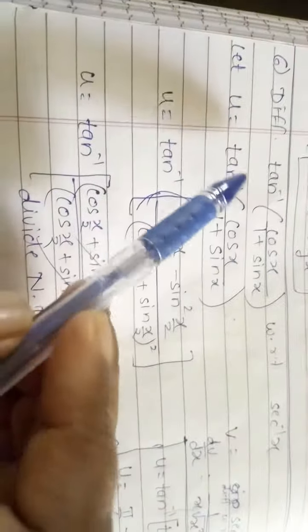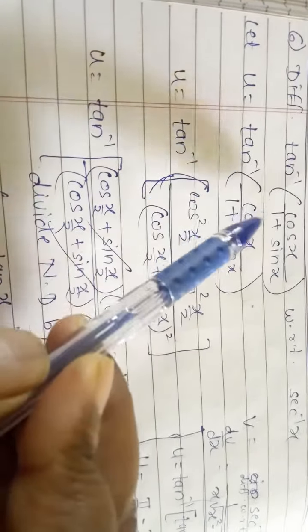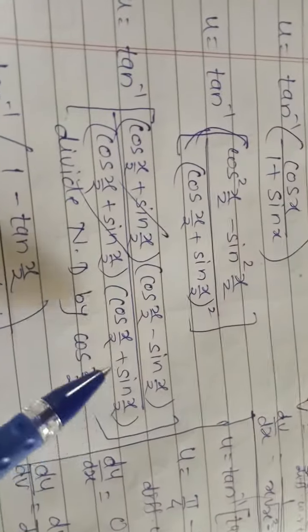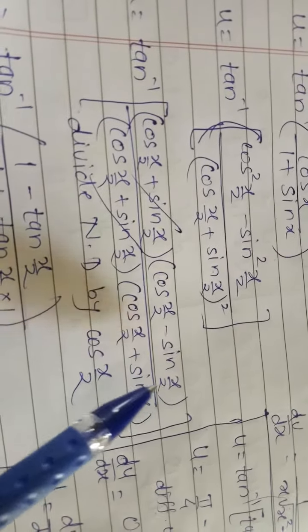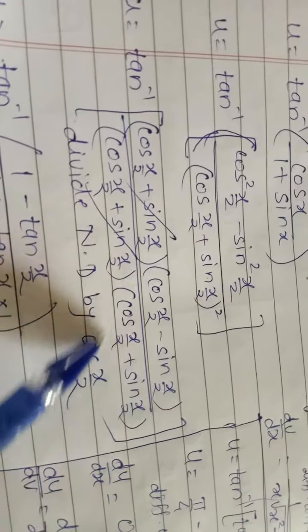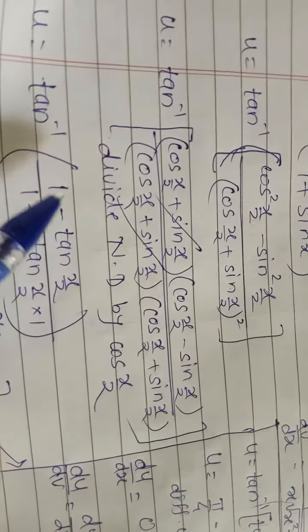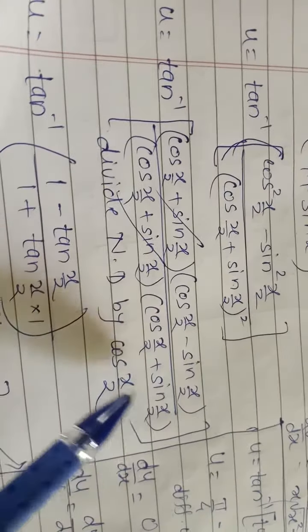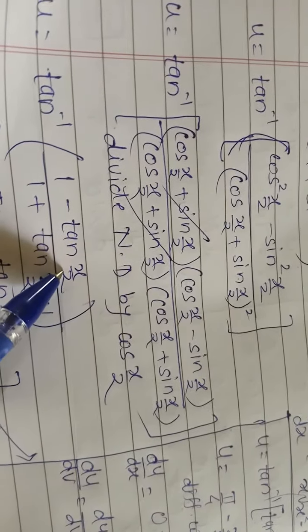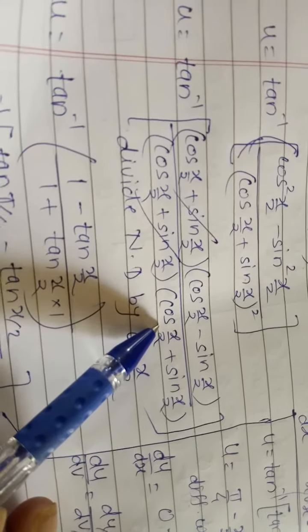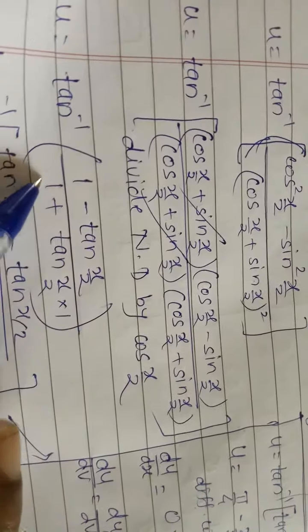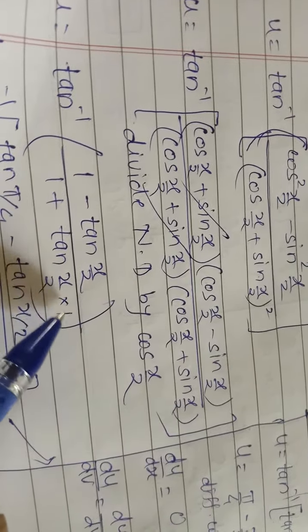Because यहाँ पे हम देख सकते हैं कि यहाँ पे tan inverse है तो हमें अंदर tan ही लाना है. So tan कैसे आएगा? If we divide the sin by cos, so we have to divide all the terms by cos x by 2. So यहाँ पे अगर हम divide करेंगे तो हमें मिलेगा 1 minus sin upon cos x by 2, that is tan x by 2. Same in the denominator, that is 1 plus tan x by 2 into 1.